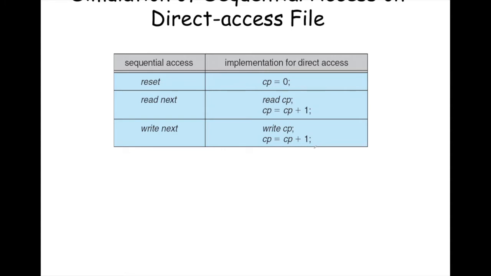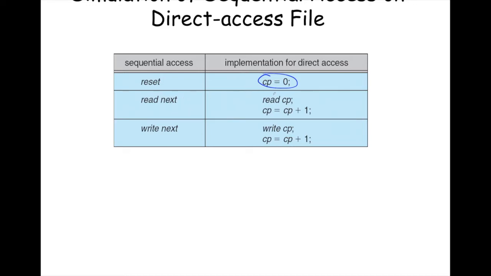All right. So you can certainly simulate sequential access using a direct access file. If you were to do a reset, you take the current position and set it to 0. So you can simulate sequential access with direct access, but vice versa is not true, because sequential can't do direct access. It would be horribly inefficient.